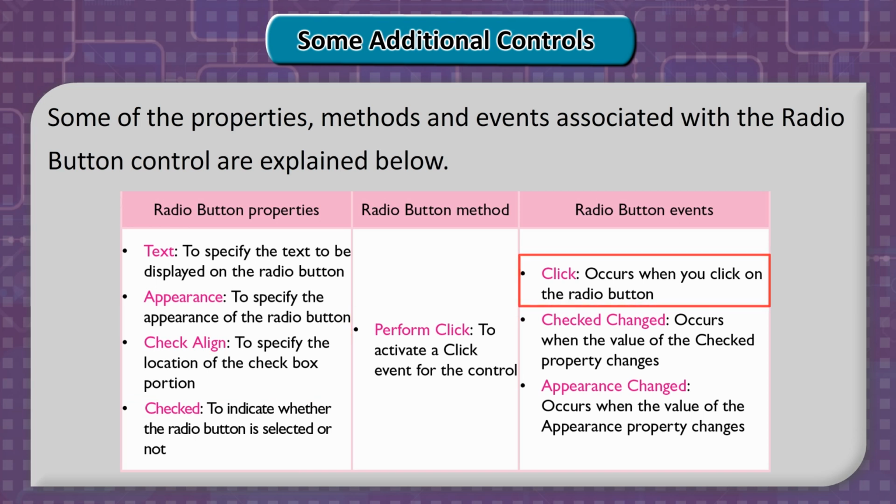Click occurs when you click on the radio button. CheckedChanged occurs when the value of the Checked property changes. AppearanceChanged occurs when the value of the Appearance property changes.